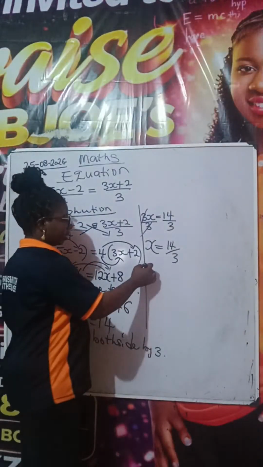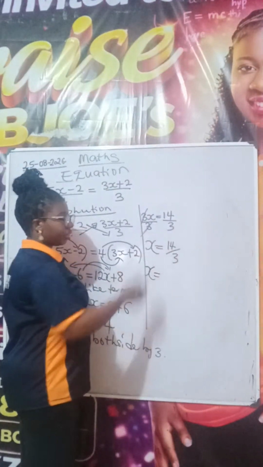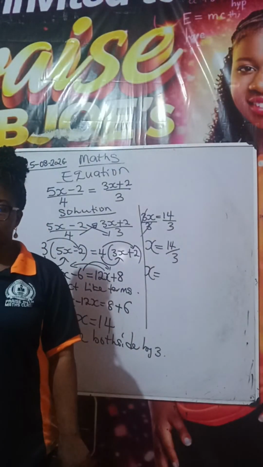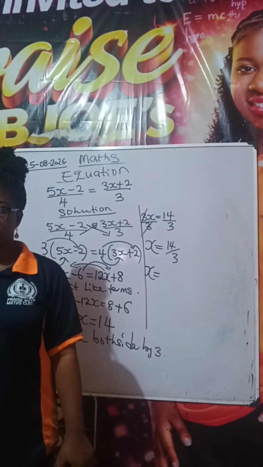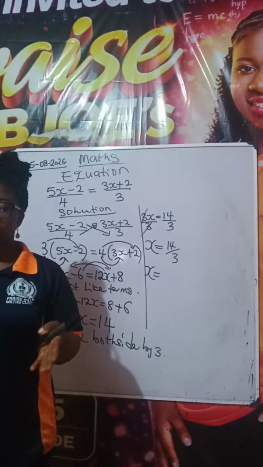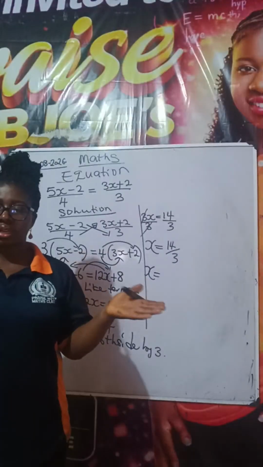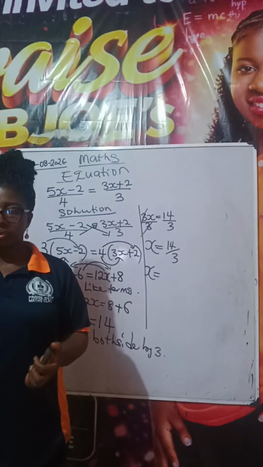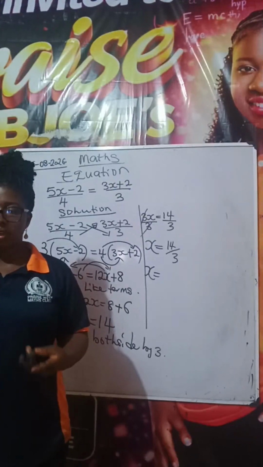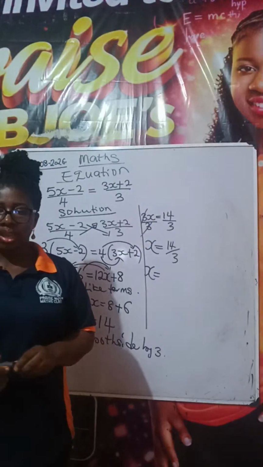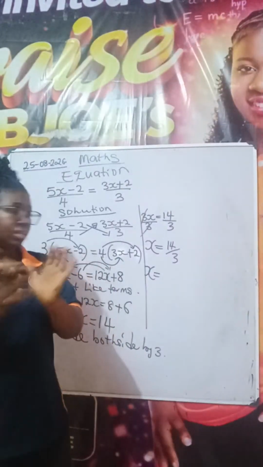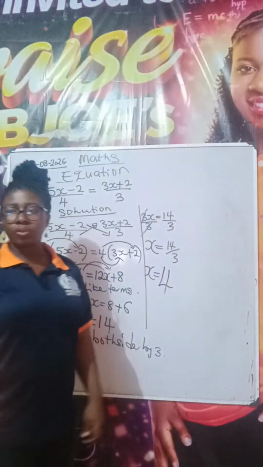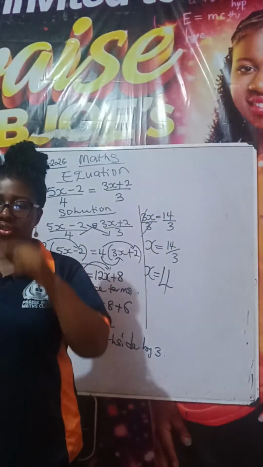So we have x equals to, how many 3s in 14? How many groups of 3 can we get in 14? Or 14 divided by 3? So how many is possible? We have 4, correct. Nice one. So 4 whole, then we have a remainder.